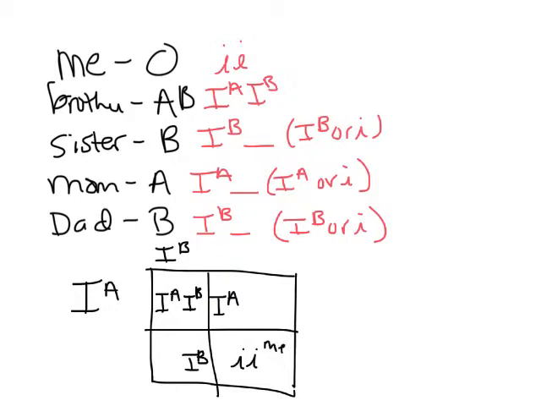And that means what happens to my parents? Both of my parents must have had a little i, because that's how I got it. I have to get one from each of them. So my dad must have a little i and my mom must have a little i. So we can fill that in.